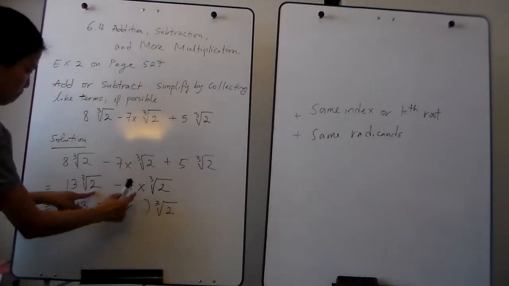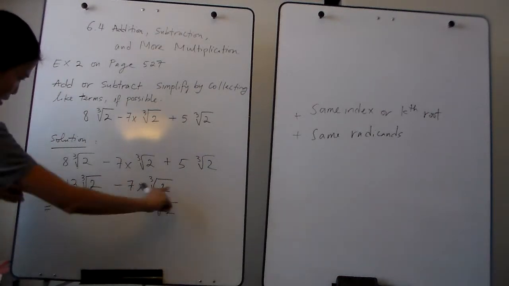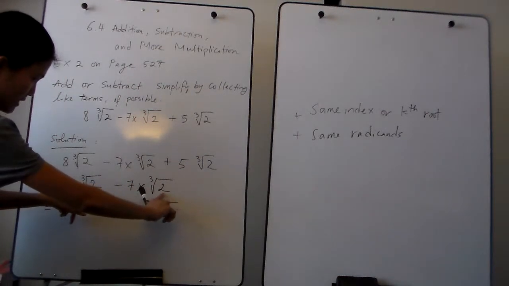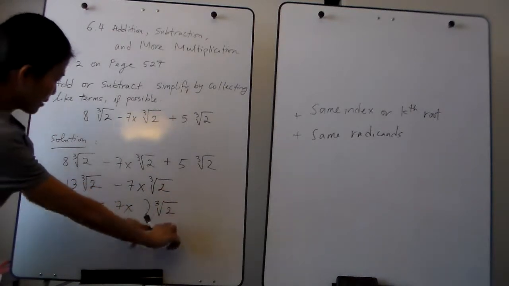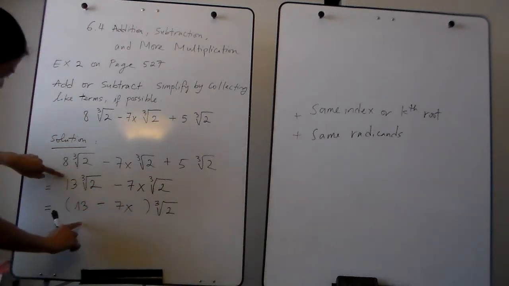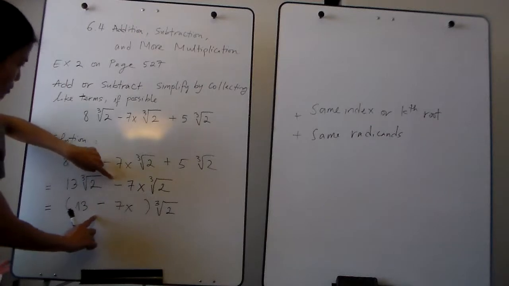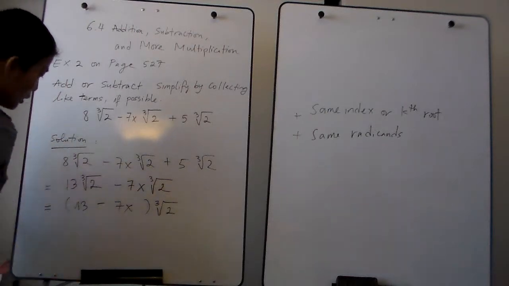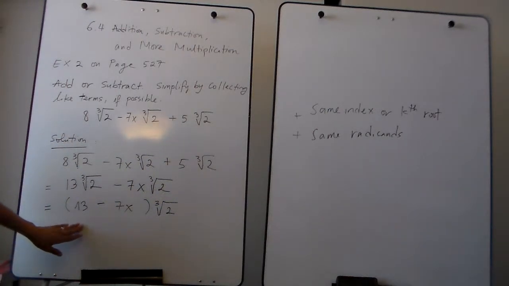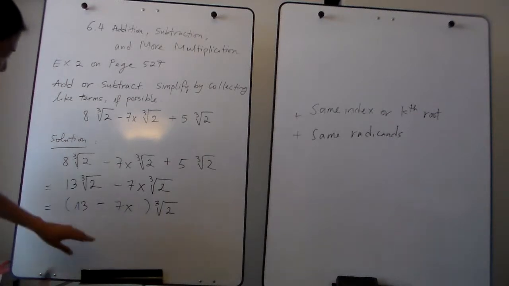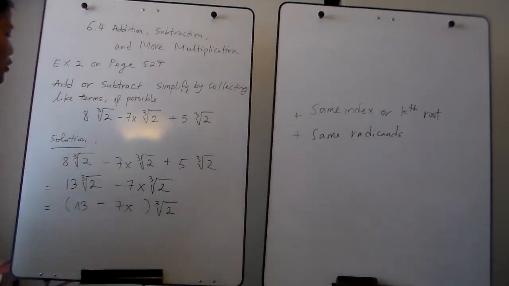Remaining term goes here. And for these two terms, cube root of 2 is the common factor, so you factor it out. Remaining is 13, and subtract. Remaining of this term is 7x. So the answer is 13 minus 7x, everything, times cube root of 2, for example 2.